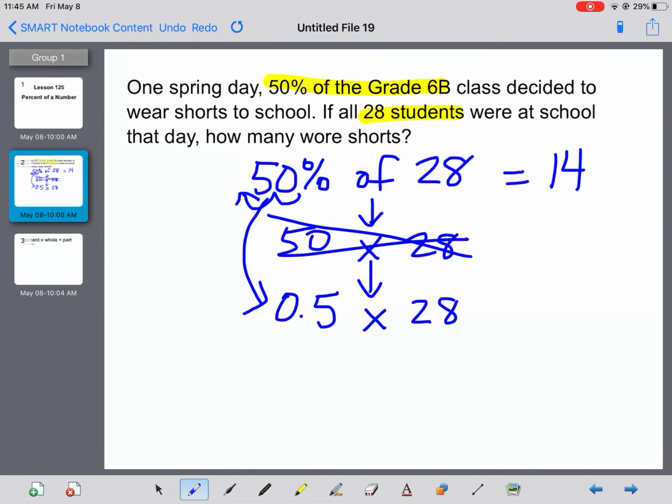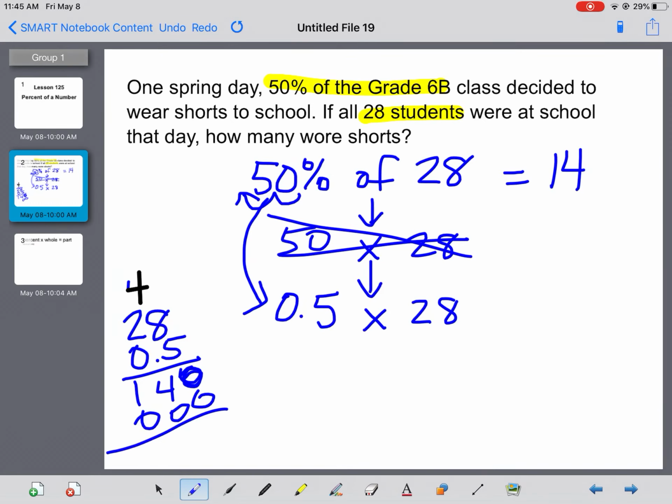And now if I take that decimal equivalent and multiply it by 28, we end up with, I don't know what's happening here. My marker changed. That's a 0. And do your zeros. We end up with 140 on the bottom.